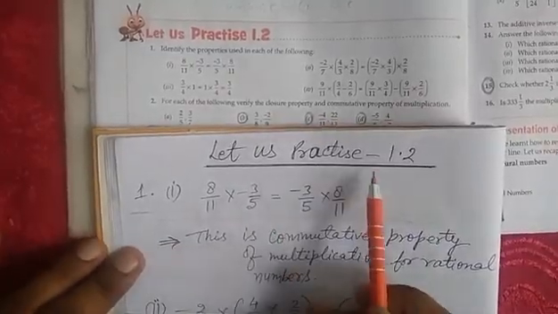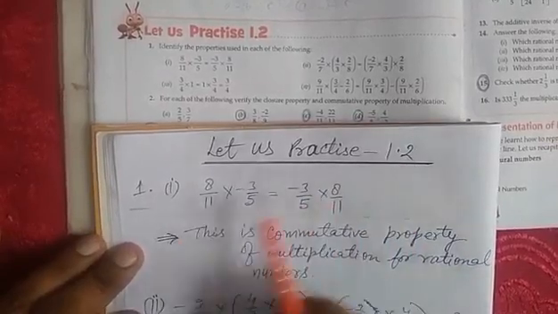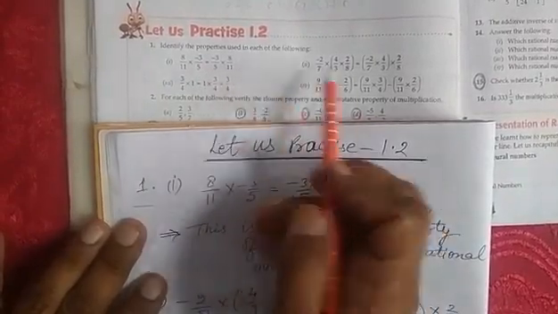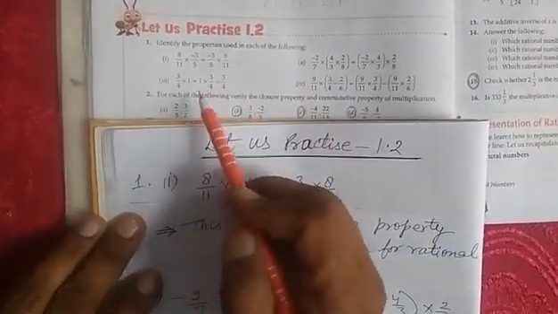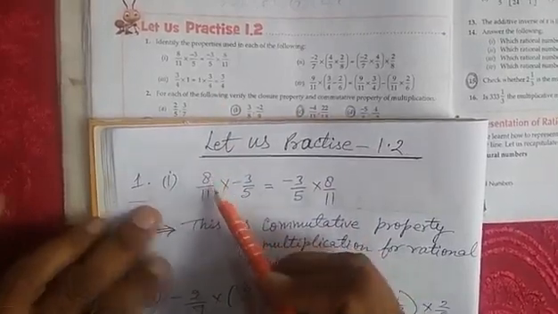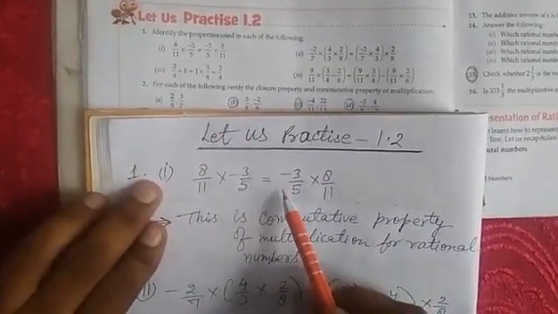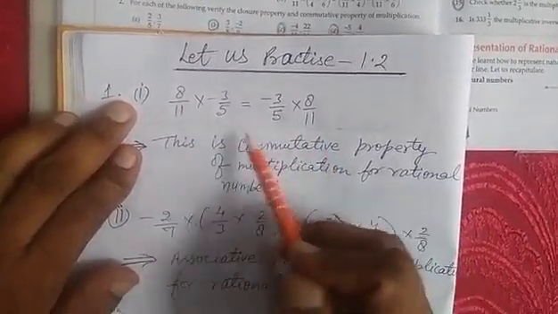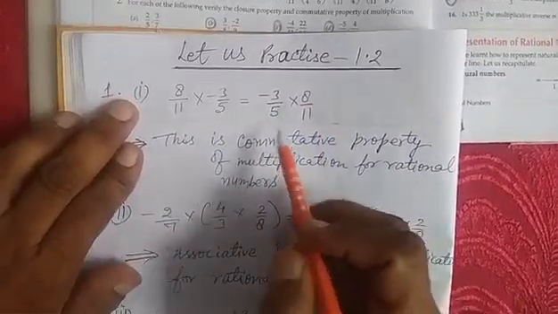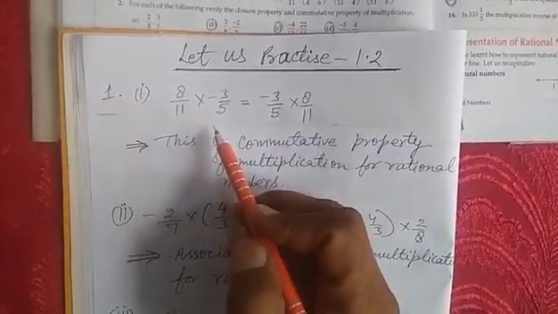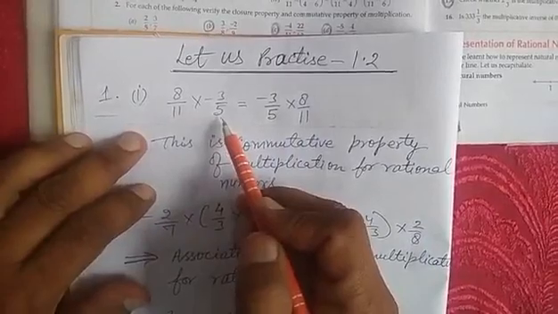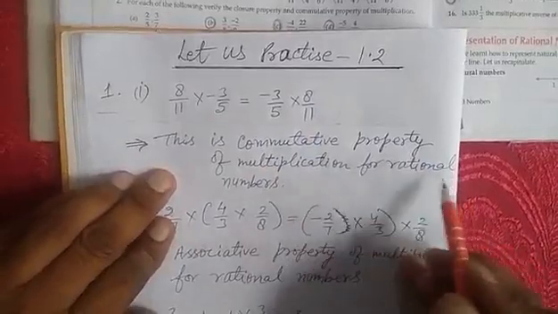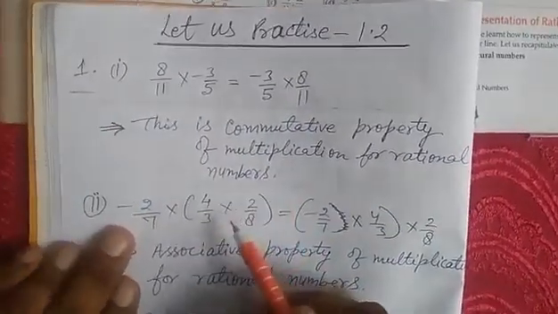Now, let us practice 1.2. First question. In this question, identify the properties used in each of the following. First part is 8 by 11 into minus 3 upon 5 is equal to minus 3 upon 5 into 8 upon 11. We have to identify the property which is used. As you know, properties of multiplication, A into B is equal to B into A. This is commutative property of multiplication for rational numbers.